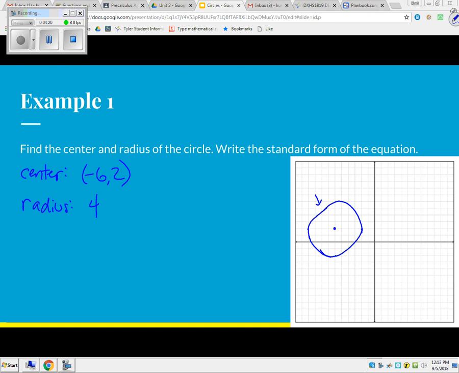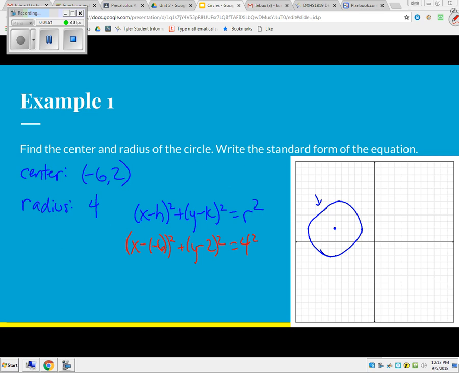I want to put this into standard form. If you remember standard form, I'm just going to copy this from the last slide: x minus h squared plus y minus k squared is equal to r squared. What I want to do is plug in my h, my k, and my r. I'm going to do this in several steps just for this first example. So I plugged in my h and k and my r.